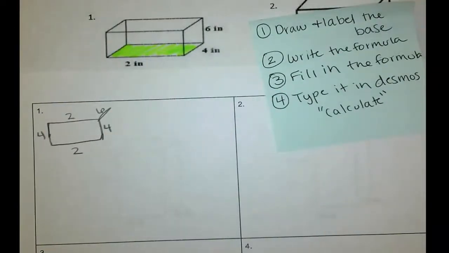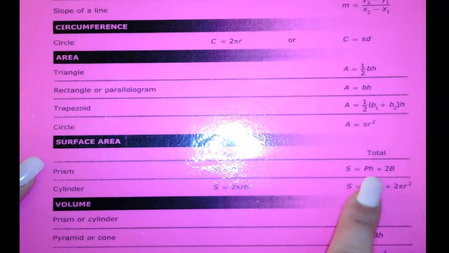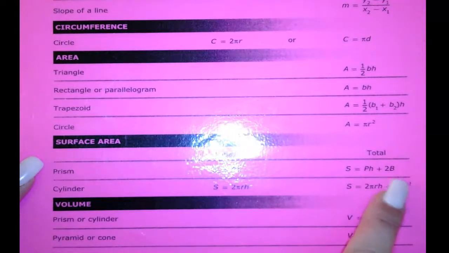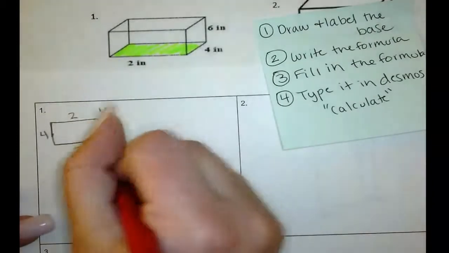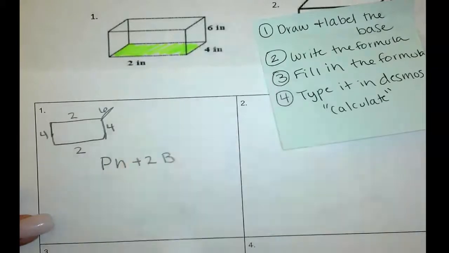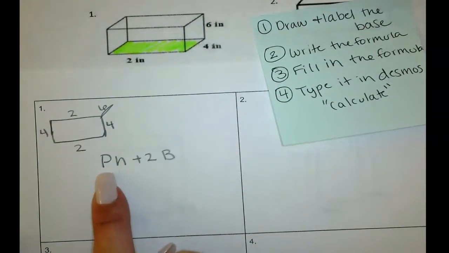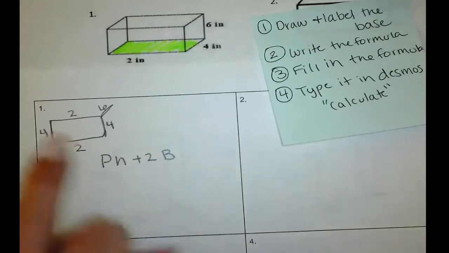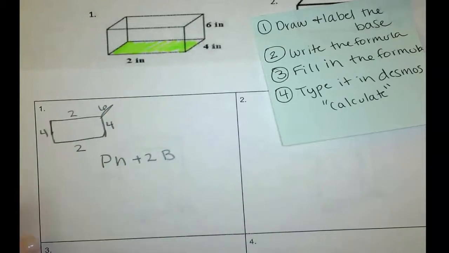Now I'm going to come over here and write the formula. If it's a prism, we're going to use capital P H plus 2 times big B. Write that down and then let's talk about what those letters mean. P is new this year. This stands for perimeter of the base, so just the perimeter of this shape we've drawn without the 6, okay?